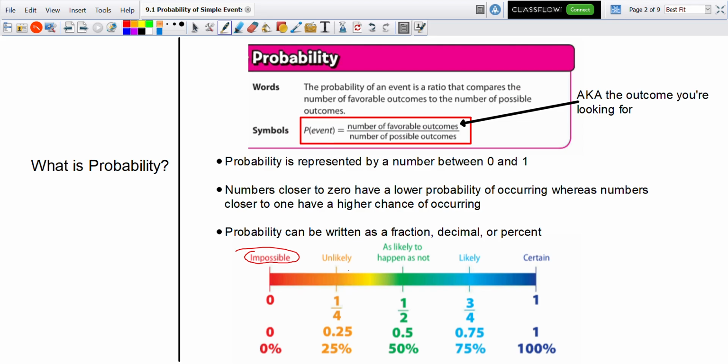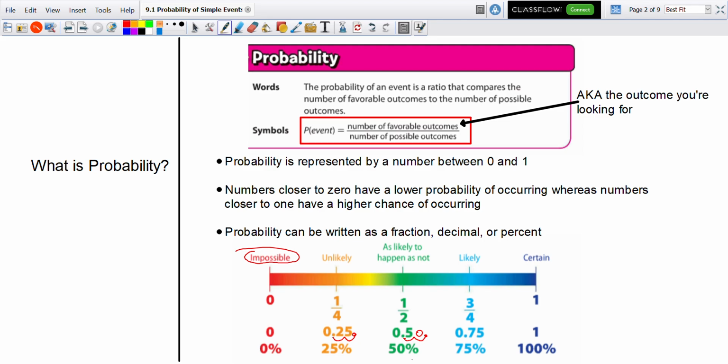As we go up a little bit closer to 1, we have some things that are unlikely. Things that are between 0 and maybe 50% are unlikely. Right here is going to be a 1 out of 4 chance, or 0.25 probability, or a 25% chance of occurring. In the very middle, it's as likely to happen as not. The fraction for that is 1 out of 2. It's half. The probability is 0.5 as a decimal, or it's 50%. Remember, to get the percentage, we take the decimal point and move it 2 spots to the right. So 50% chance to happen in the very middle.